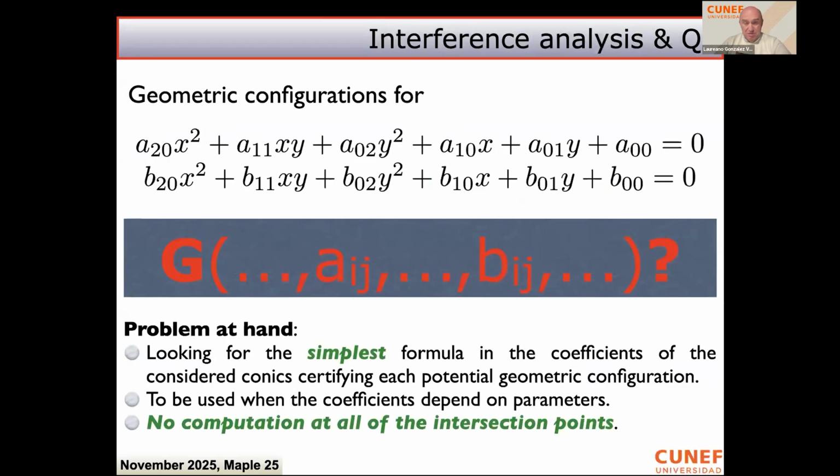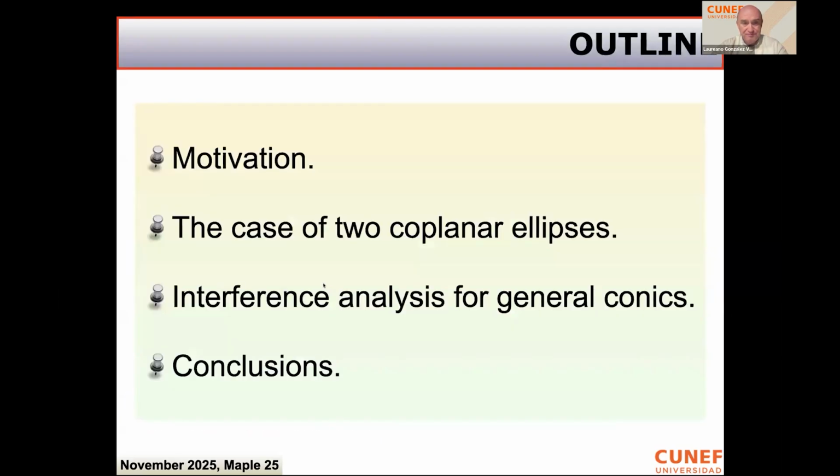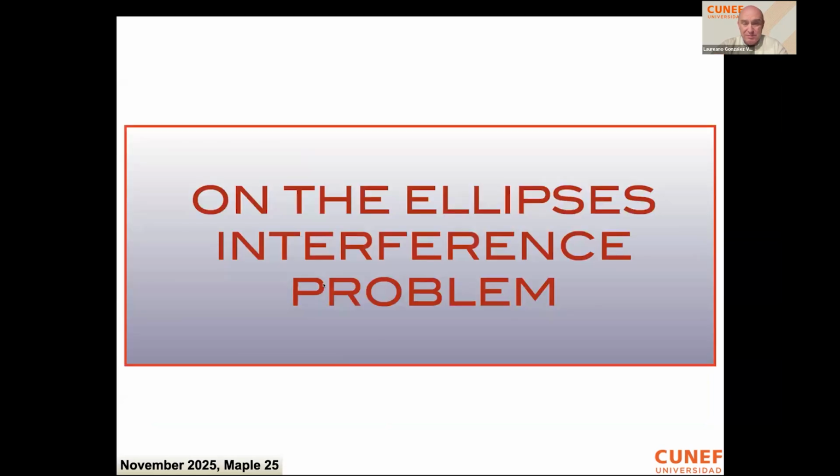So, summarizing our motivation, what we are looking for is the simplest formula, in the sense that we do not get too many polynomial conditions, inequalities, or too complicated equations involving the coefficients. We do not want to compute the intersection points at all. We just want a formula such that, once it is verified, we know that this is the geometric configuration we are looking for. So after this motivation, let me show what happens, for example, for the case of two ellipses.